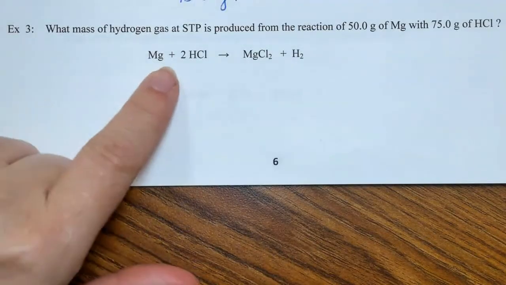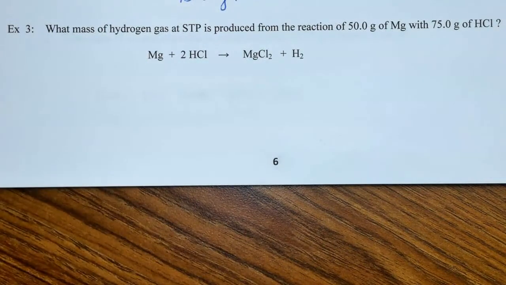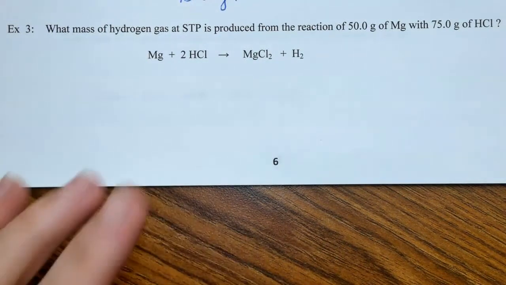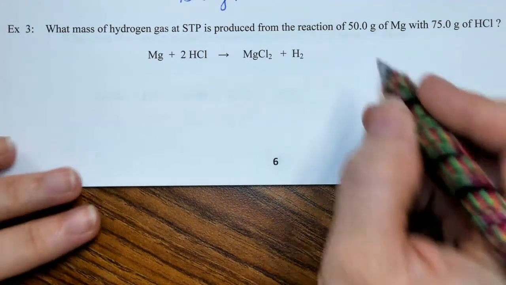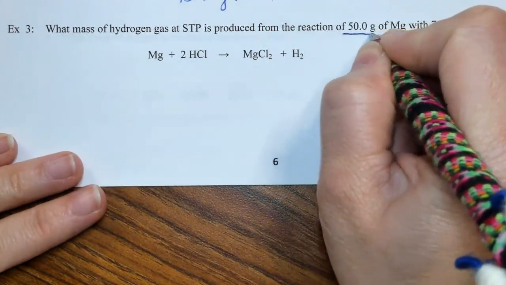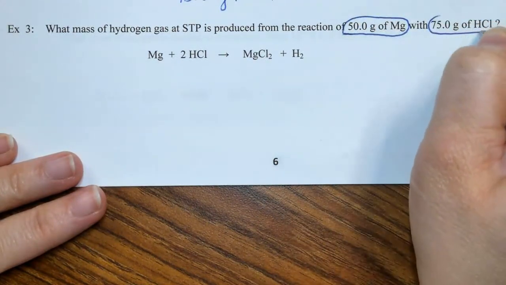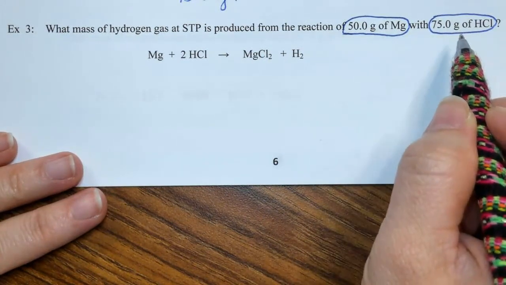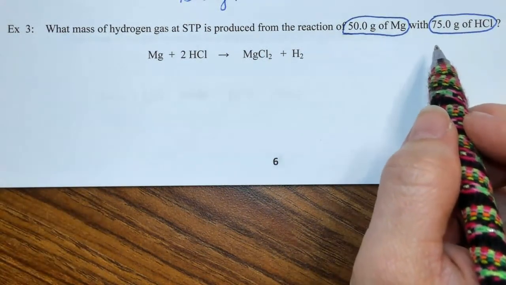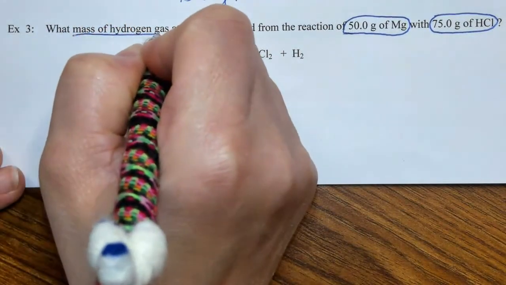Final example is, in reality, you're not going to be told when to find the limiter and when to find the excess. You need to be able to look at the problem and know that that is a limiting reagent problem. And how to know that is because you're not only provided one given, but you have two givens provided for you, which means that one of these is the limiter, one's the excess, and you have to do the calculation to figure that out. They want to know what mass of hydrogen gas.